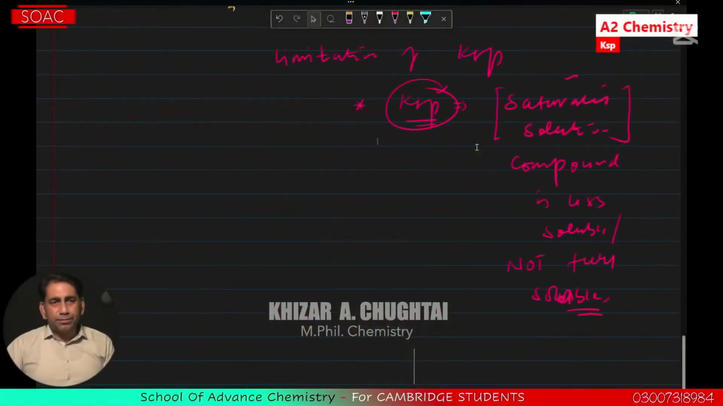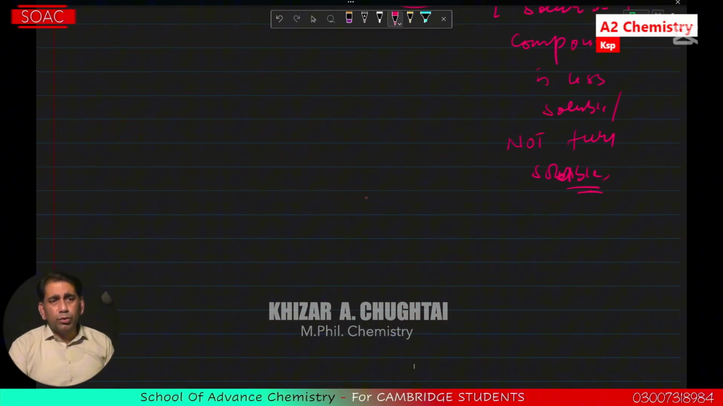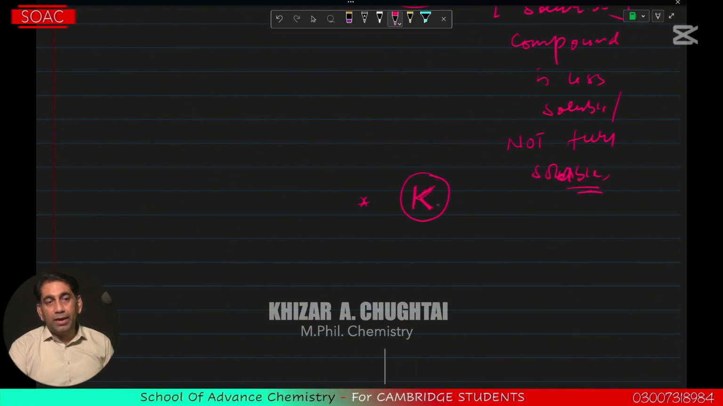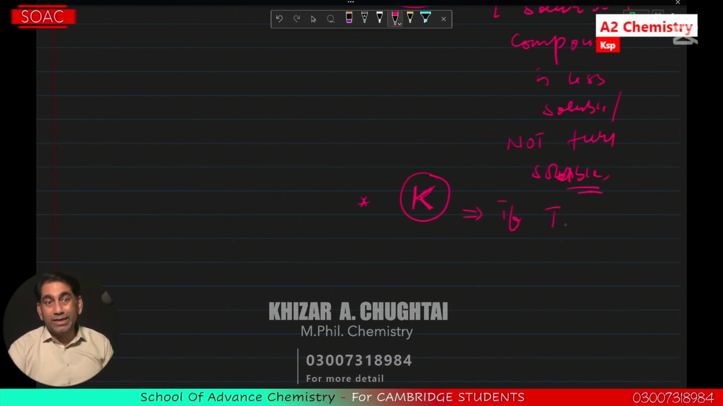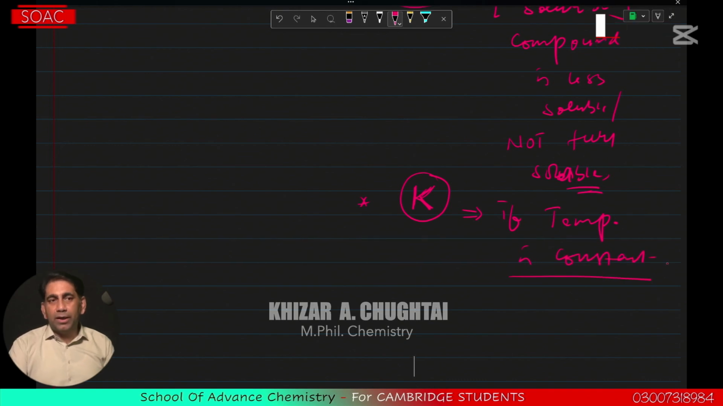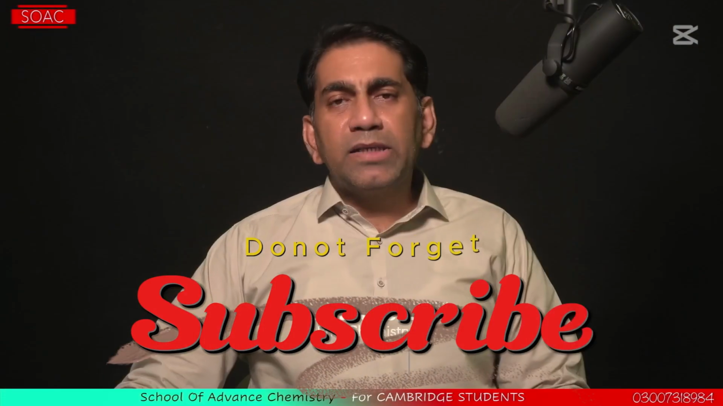Now the next thing is, as I told you, Ksp is the equilibrium constant. Yes, K is an equilibrium constant, and like Kc, it is constant if temperature is constant. If temperature is not constant, it will no more be constant. That's all about this topic.